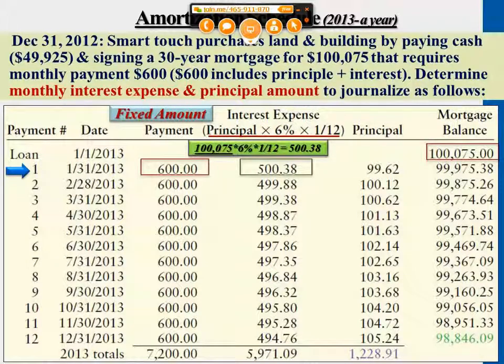Okay, so once you figure out the interest portion, remember the fixed amount breaks down into an interest portion and a principal portion. The fixed amount in this case is $600. The interest portion, you got it from calculating it in the green box, $500.38. Then the remaining is the principal amount, $99.62. Okay, so this is the first month.